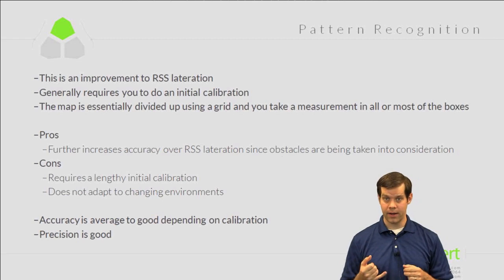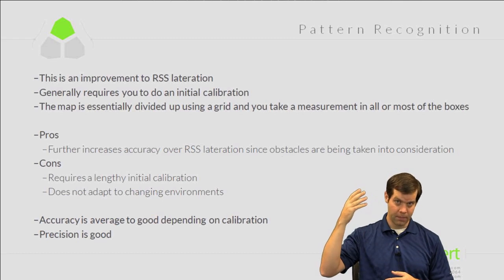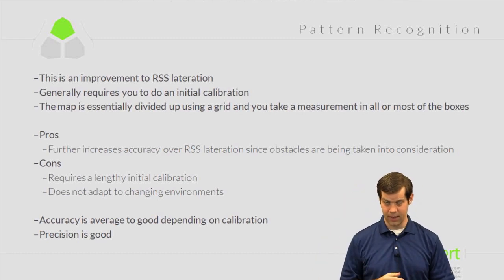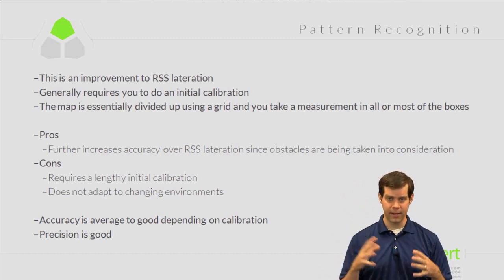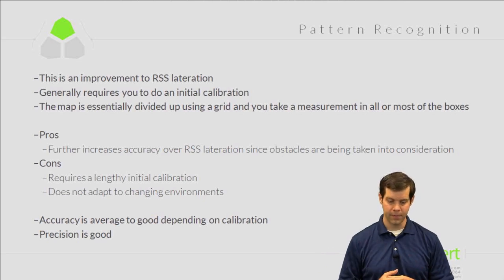Now the cons, it can take a while to do this calibration, especially if you have a very large area. And it doesn't adapt to changing environments. So if you remodel, you got to do another calibration. Or if things change over time, for instance, maybe you're doing this in a warehouse and all of a sudden your stock levels go way up or way down based off of when you did the calibration, that's going to significantly change your results. So as things change, it's going to get less and less accurate and precise until you do another calibration to make up the difference.